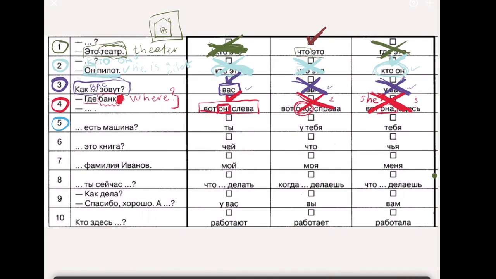This one is more complicated. Ты, есть машина. Meaning, actually, if we look at the answers, we understand that the question is, do you have a car? So here we just need to understand which case to choose. Number 1 is just ты. It's just you. So it's nominative. Ты. Let's try this. Ты есть машина. So it's kind of, are you a car? And of course, that's not what they mean.